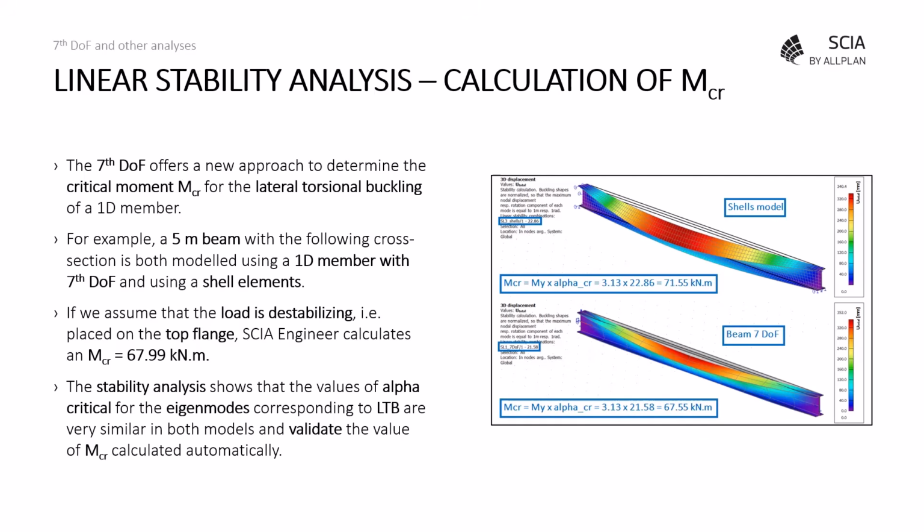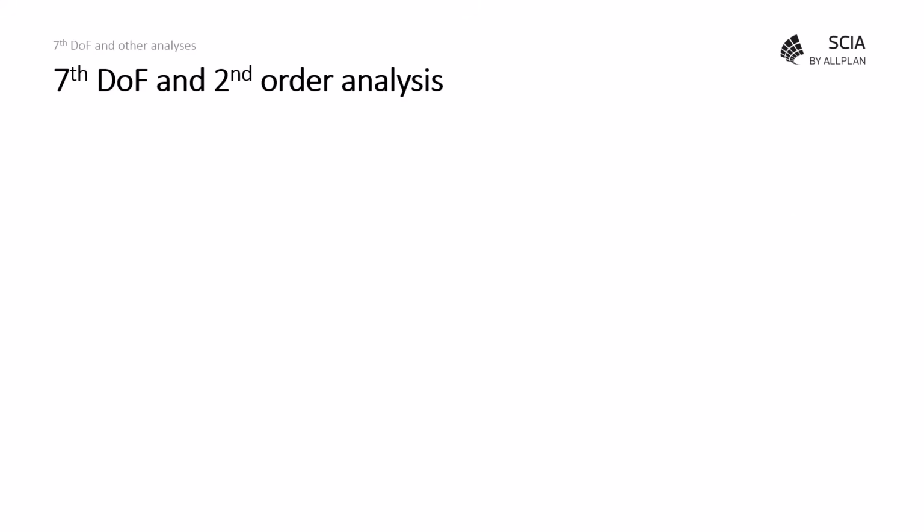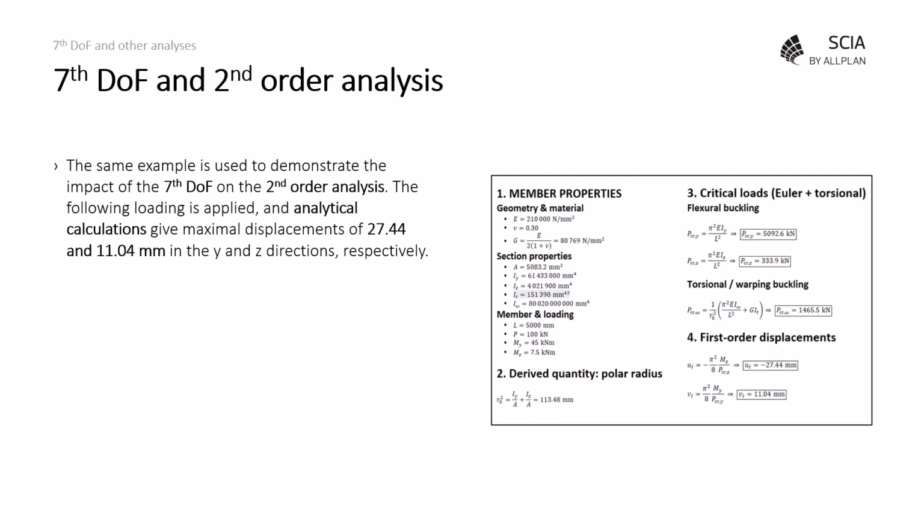So if we multiply it by the corresponding alpha critical, we get an MCR which is equal to 71.55 or 67.55 kilonewton meter, and it is very close to the theoretical value calculated in SCIA Engineer in the Eurocode 3 check. And then what we can also apply is a second order analysis which takes into account the 7th degree of freedom.